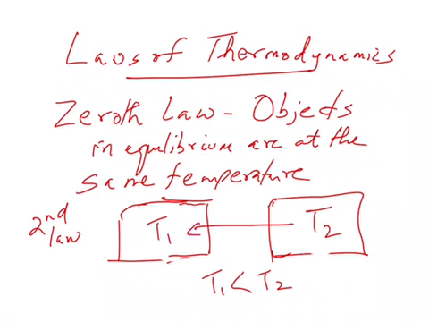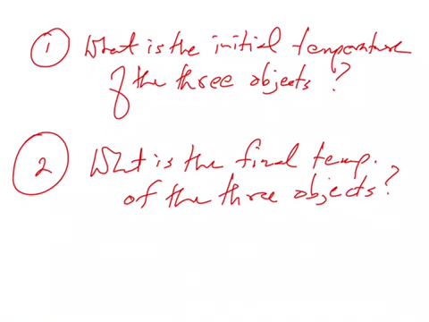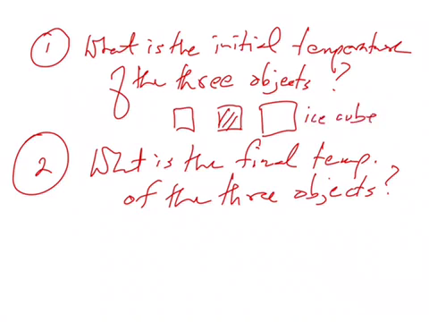So we're going to apply the same principle in the laboratory. First question you want to ask, what is the initial temperature of the three objects? I'll give you three objects: one made of wood, one made of metal, and the other an ice cube. So you had three different objects. They came from a refrigerator, from a freezer. What was their initial temperature?